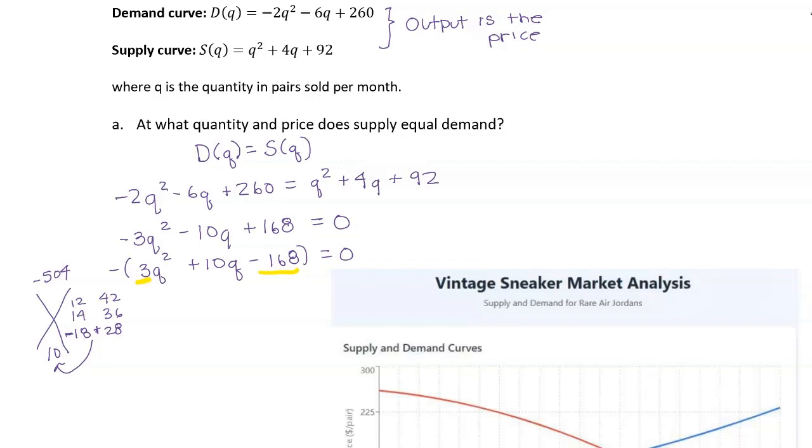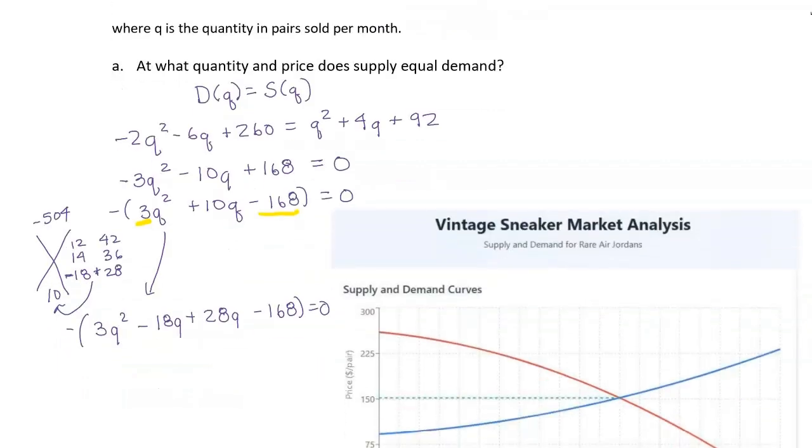Now I'm just going to rewrite this as 3q squared. And then instead of the 10q, I'm going to rewrite it as minus 18q plus 28q. And then I'll keep that negative 168. Now at this point, I can divide out that negative from both sides. And when I divide 0 by negative 1, it just is still 0.